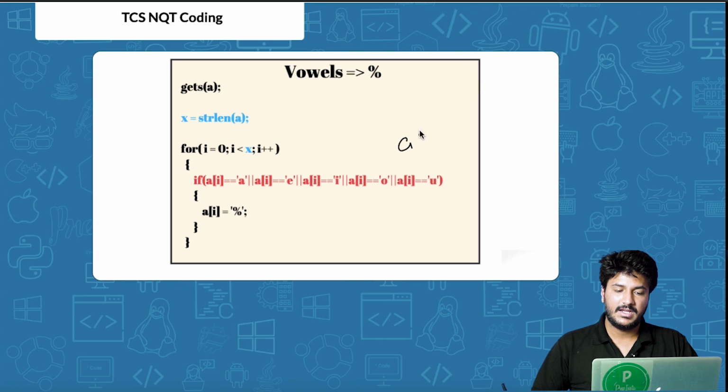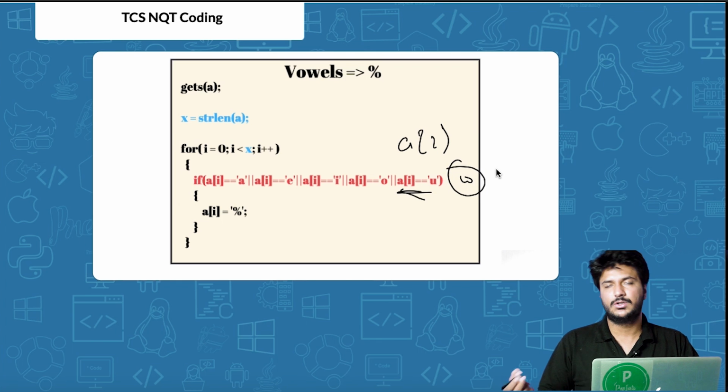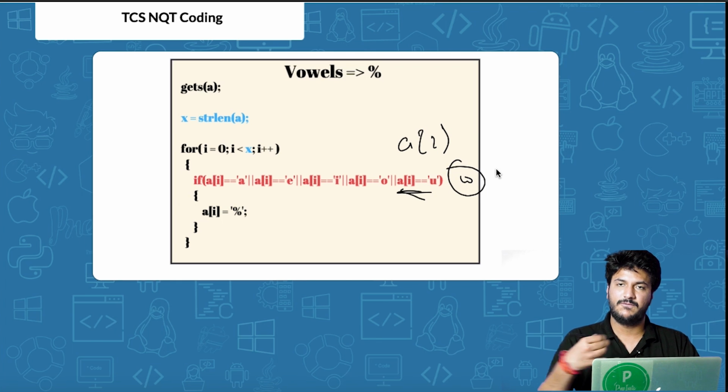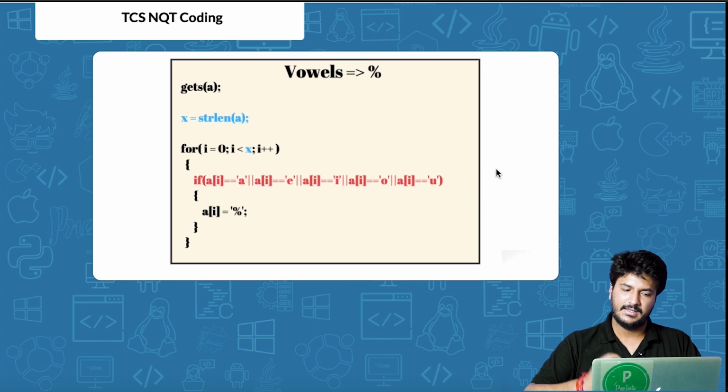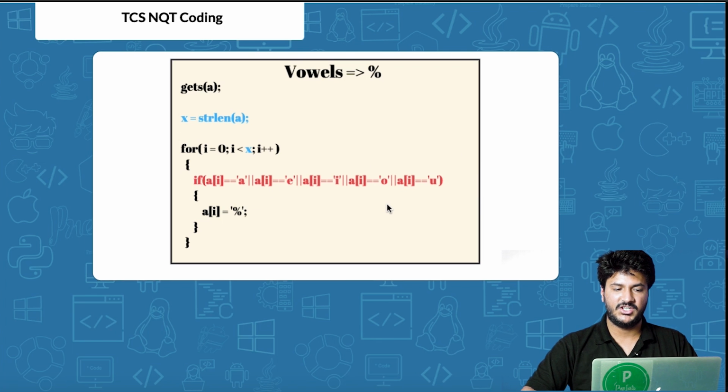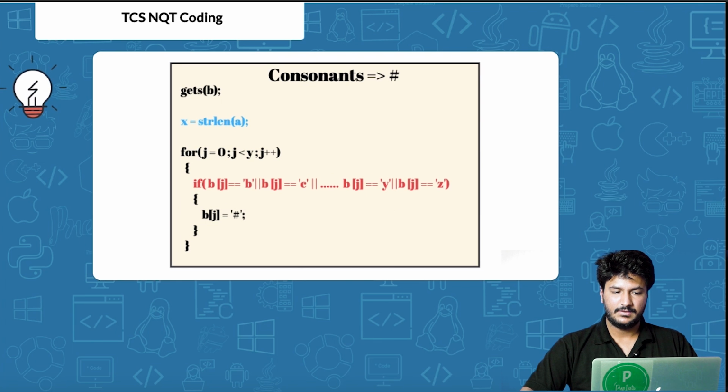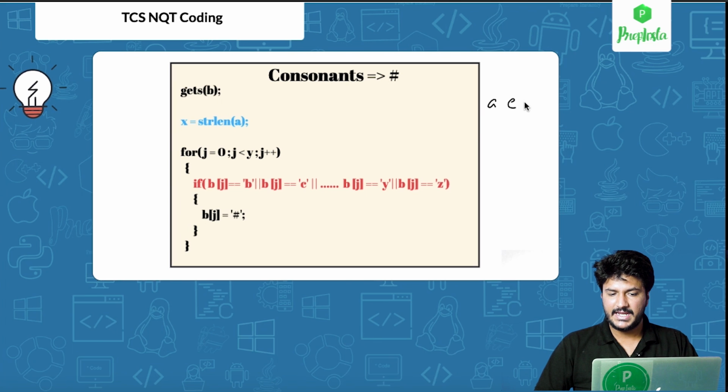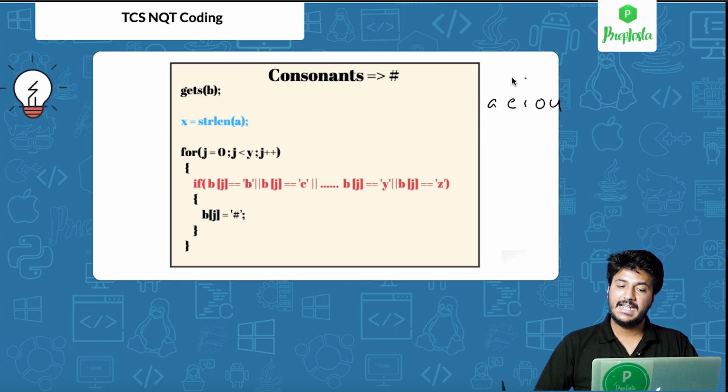Then again for a of 2, the W is not matching with any of these, so we don't do anything, the if condition is not satisfied, and this does not get changed, right? So then again, for the consonants part, we do the same thing, but instead of A, E, I, O, U, we write everything else.